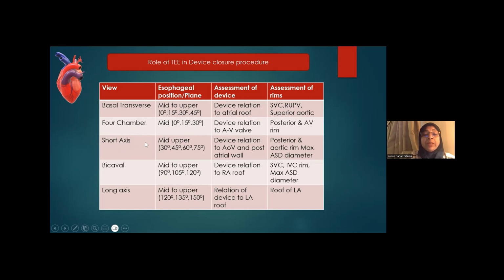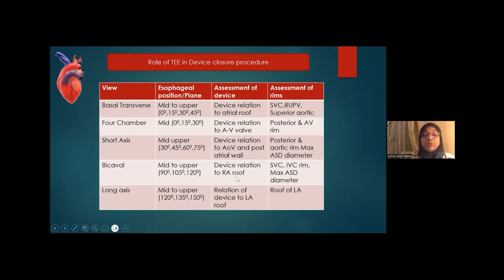Then we can achieve short axis view in the mid upper esophagus in 30, 45, 60, and 65 degree rotation. And device relation will be available here with the aortic valve and the posterior aortic valve. So short axis view is good for assessing the relationship of the device to the aortic valve and the posterior aortic valve. Then we can achieve the bicaval view in the mid to upper esophagus in 90, 105, and 120 degree rotation, and it will be able to analyze the device relationship with the right atrial roof.